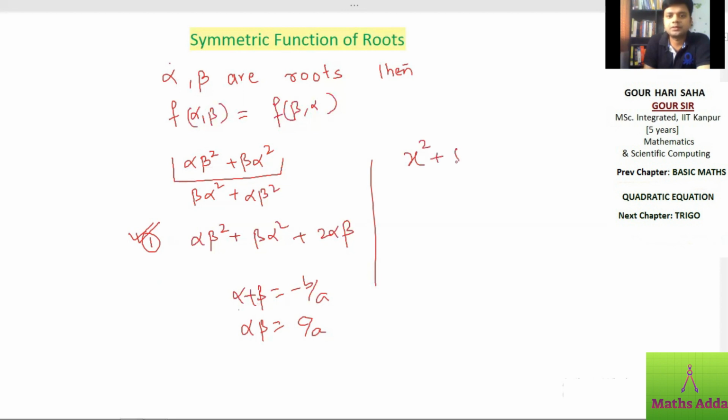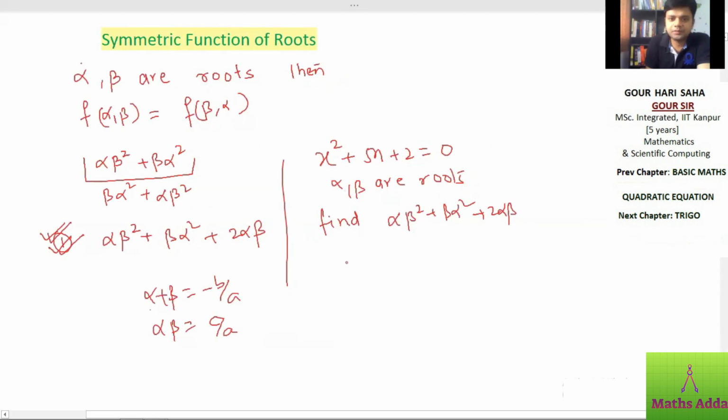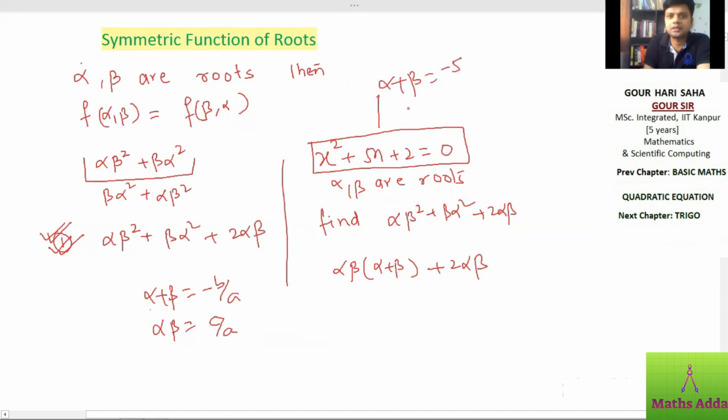x square plus 5x plus 2 equal to 0, and the question is: alpha beta are roots, find alpha beta square plus beta alpha square plus 2 alpha beta. How can we do that? This can be simplified. Take alpha beta common, then it becomes alpha beta times alpha plus beta plus 2 alpha beta, right? And from this equation, alpha plus beta is equal to minus 5, and alpha beta is equal to 2, that is minus b by a and c by a.